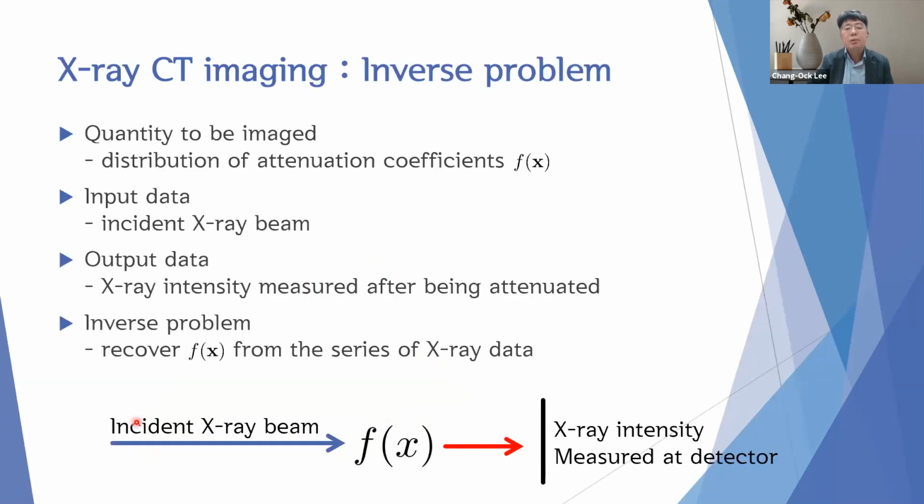It's really an inverse problem because every object has materials inside, and those materials have attenuation coefficients. So we have an incident X-ray beam. The incident X-ray beam goes to the object, and in that object we have the attenuation coefficients. Then the X-ray beam will be absorbed here, and then the remaining X-ray beam arrives at the detector. So we measure the remaining X-ray intensity here, and we recover this f of x, that is the attenuation coefficient, from a series of X-ray data. So that's really an inverse problem.